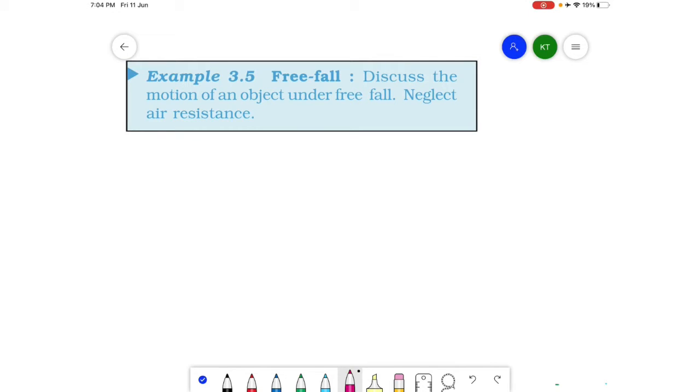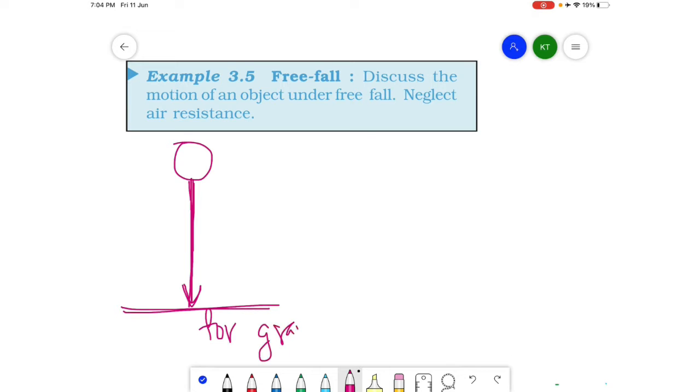Example 3.5. Discuss the motion of an object under free fall. Neglect air resistance. So we have an object. We drop it from a height. What do we observe? We observe that the ball, or whatever object it is, falls down. Now this motion is accelerated. It is an accelerated motion and it's moving downwards due to the force of gravity.